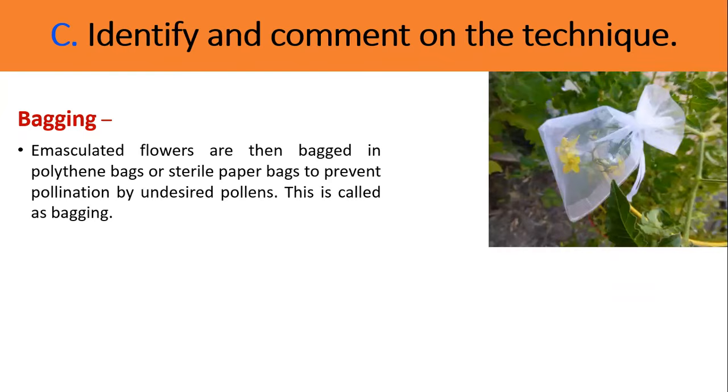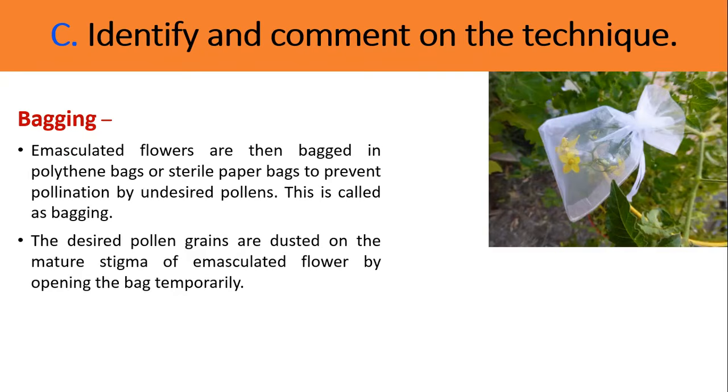So bagging is always done so as to avoid the unwanted pollen grain that is present in the air to fall on the stigma and do pollination. For emasculated flower, always bagging is done. The desired pollen grains are then dusted on the matured stigma of emasculated flower by opening the bag temporarily. So bagging, at the same time you can see a small tag also attached.